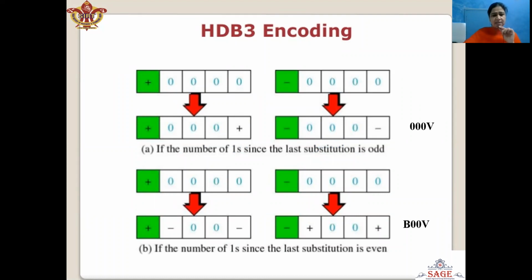Now in the second case, if the number of ones since the last substitution is even, the pattern B00V is used. So here we can see if the previous bit is positive, B will be represented by a negative pulse, then 0, 0, then V. The violation pulse will also be represented by the negative pulse because the previous non-zero pulse is negative. Similarly, if the previous is negative, then the B bit will be represented by a positive pulse, then 0, 0, V. The violation bit is also represented by the positive pulse.